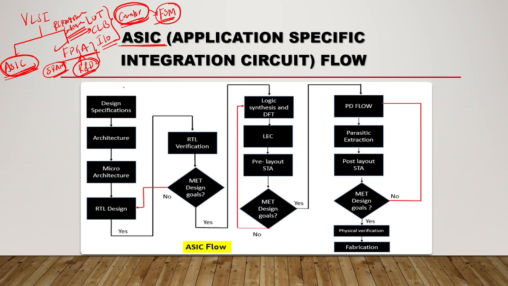Okay, so first, this is the ASIC flow. FPGA flow is different. First I will tell you the ASIC flow. In the ASIC flow, first you will get the design specification. Design specification means when you are making one IC, first you need to know for which application you are making that IC.